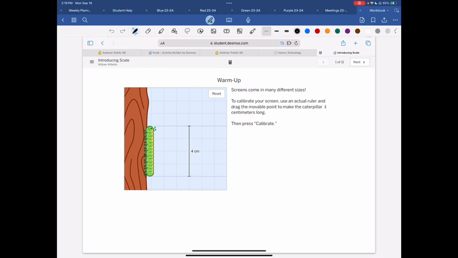Okay, so on the screen, you're going to drag this button up or down as you put a ruler right on here and just measure out 4 centimeters. And then you're ready for the next page.